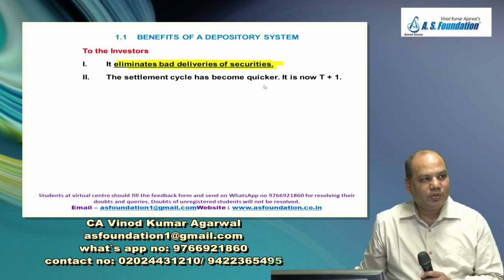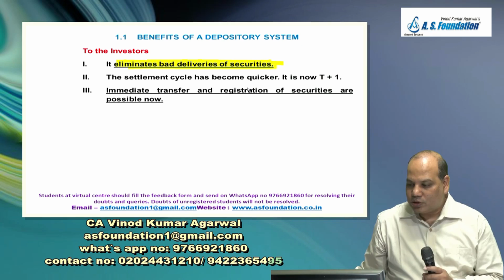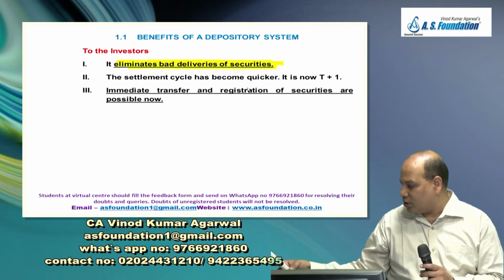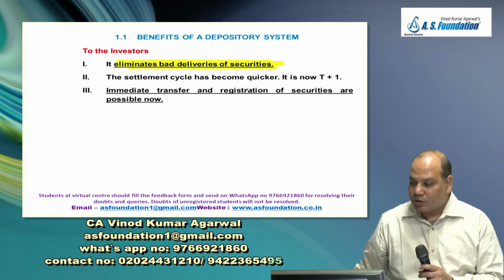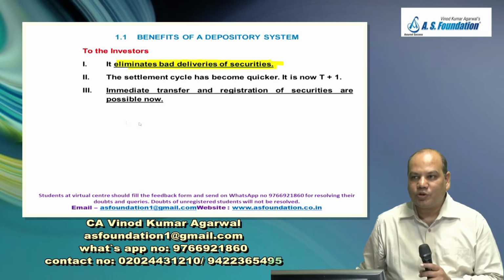Settlement cycle has become quicker now. It is written in your notes T+1, but actually it is T+2. So in 2 days, the security will get transferred to your bank demat account, and money will be transferred to your bank account. Why has the depository helped the investor? Immediate transfer and registration of securities are possible now.